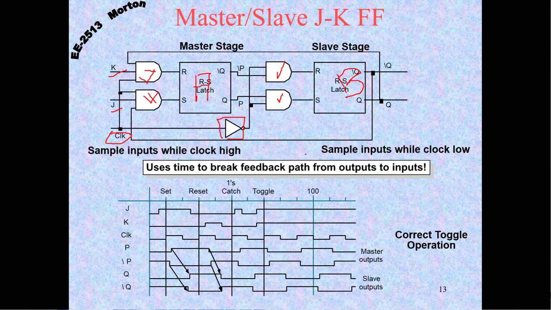Now you could obviously change this inverter around and put the inverter up here and have the clock go in directly, so that when the clock transitions from zero to one, it actually propagates to the slave stage. So you could have a rising edge clock, or you can have a falling edge clock. You can set that up either way, and flip-flops indeed come in both rising edge and falling edge type JK flip-flops. So that's the main idea.